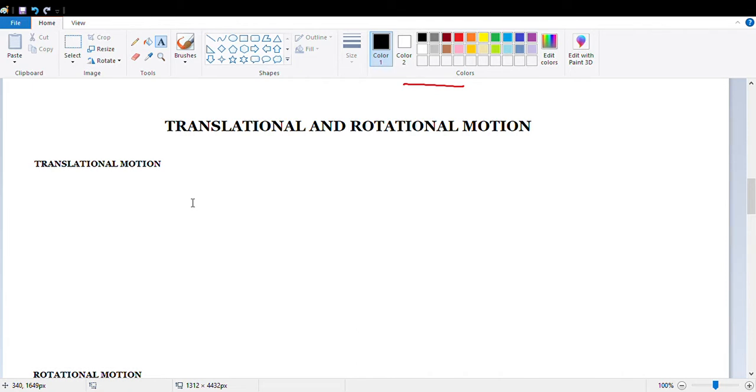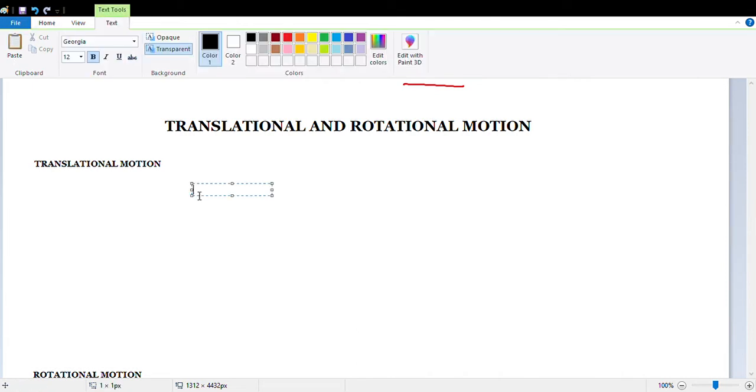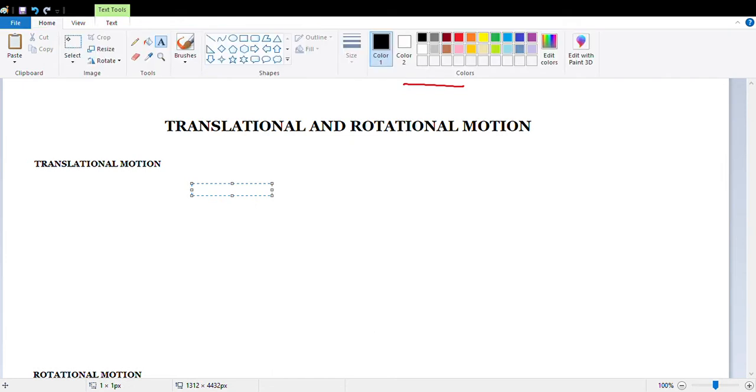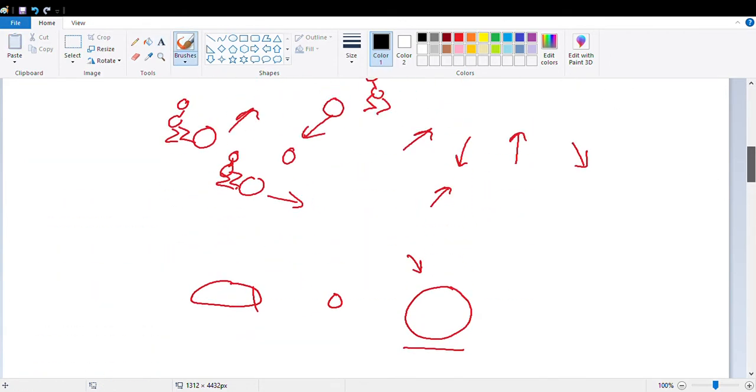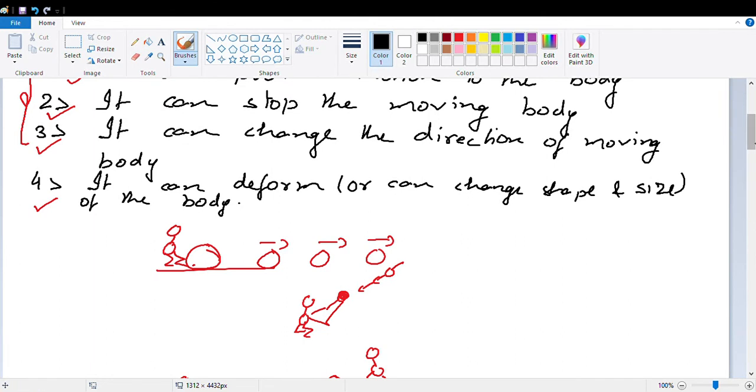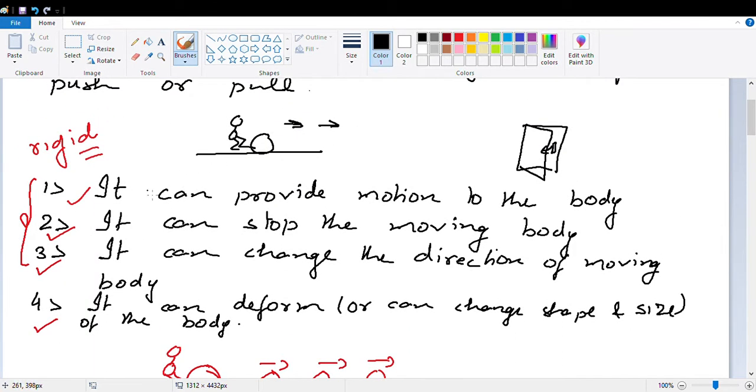In the previous video we have studied about the force. What did we study in that? We got to know a force is a kind of push or pull which can do four things. What were those four things? Once again, the four things were: first, it can provide motion to the body; it can stop the moving body; it can change the direction of a moving body; and it can deform the body.